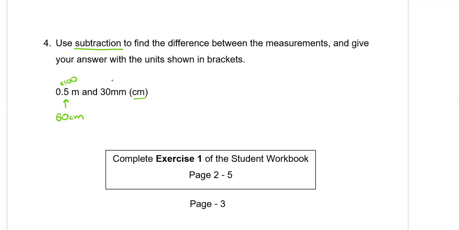30 millimeters, you need to divide that by 10 to turn it into centimeters. 30 divided by 10 is 3 centimeters. Now we did a question like this earlier where we had to add them, but this time I want to subtract. I have 50 centimeters and I need to subtract off 3 centimeters, and my answer would be 47 centimeters.